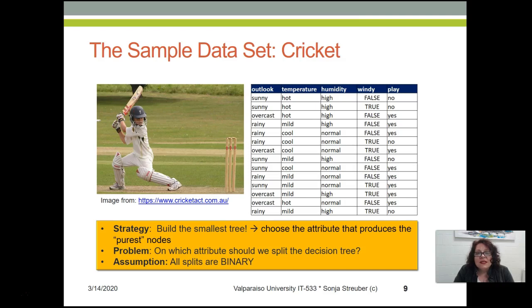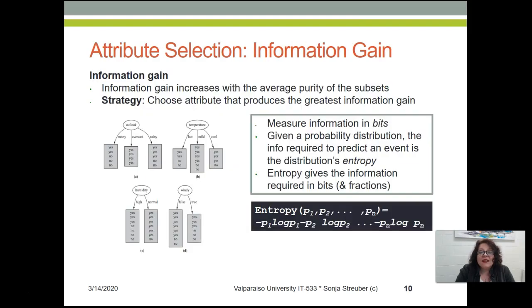For that, we'll be taking a look at our sample data set, which is about a cricket game. Our class attribute is whether we play cricket, yes or no, based on an outlook, based on the temperature, the humidity, and whether it's windy or not. And our goal is going to be to find the smallest tree possible and to choose the attribute that produces the purest node. So the problem that we're going to look at is how can we split the decision tree in order to do just that.